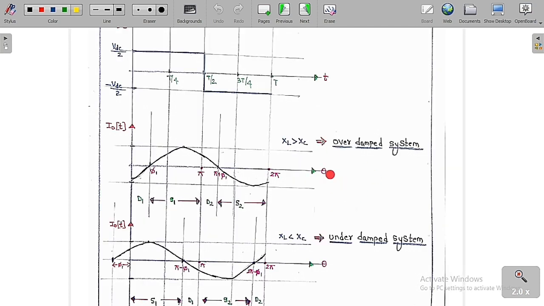An easy way to remember this graph is simply OU, like Osmania University. First is overdamped and the next is underdamped. So XL is greater than XC, and XL is less than XC. OU: overdamped and underdamped.